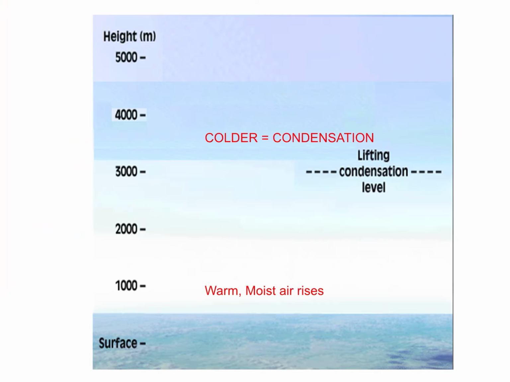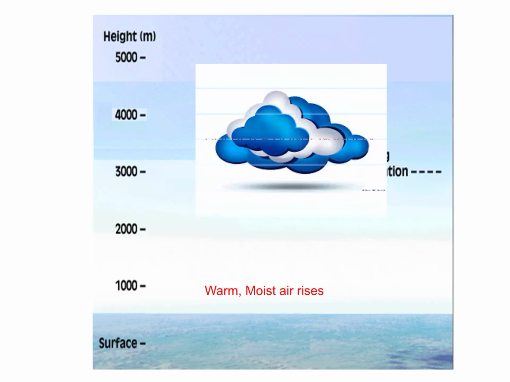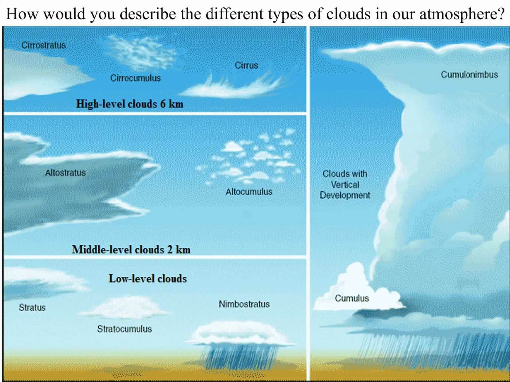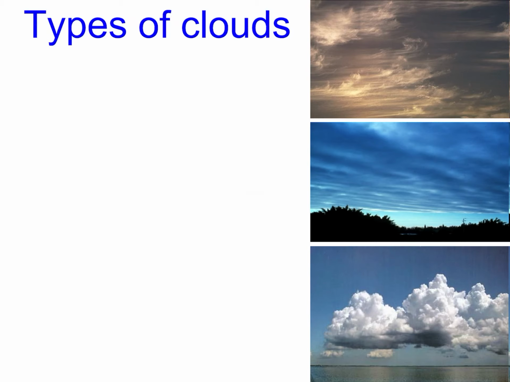So warm, moist air is rising. Up top here, it's cold, so your condensation is going to form and form your cloud. And that's it. How would you describe the different types of clouds? You guys have heard of cumulonimbus and cirrocumulus and stuff like that.